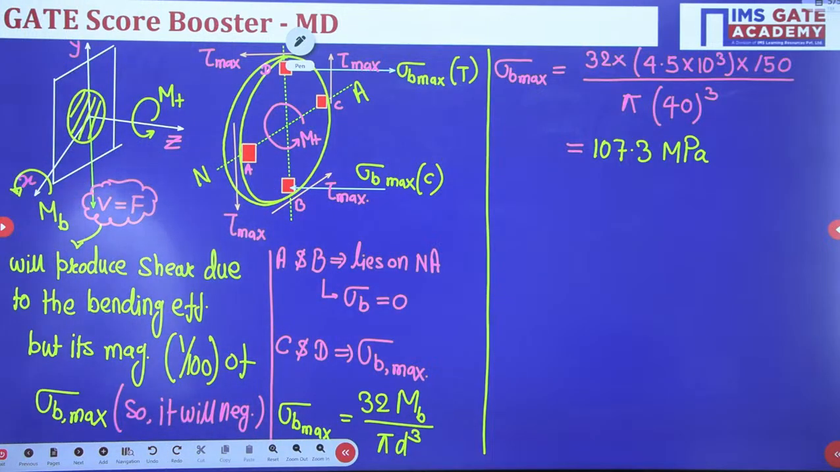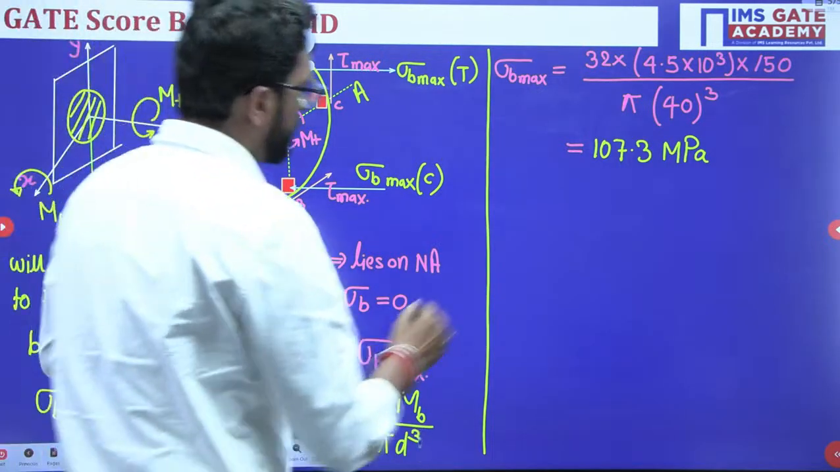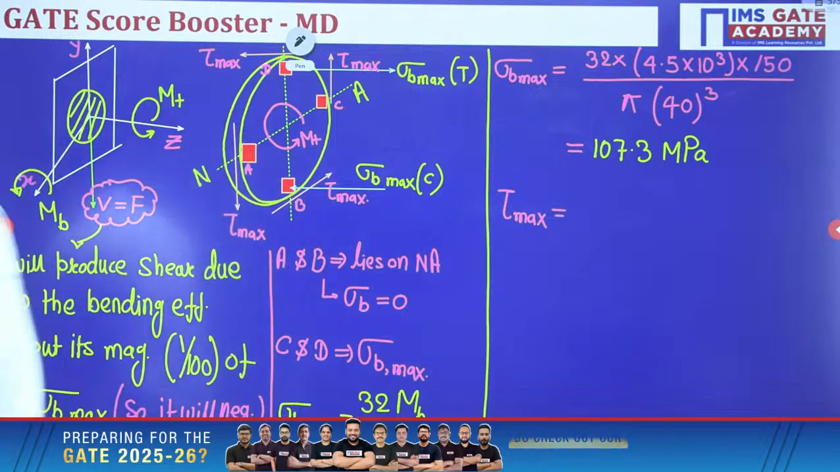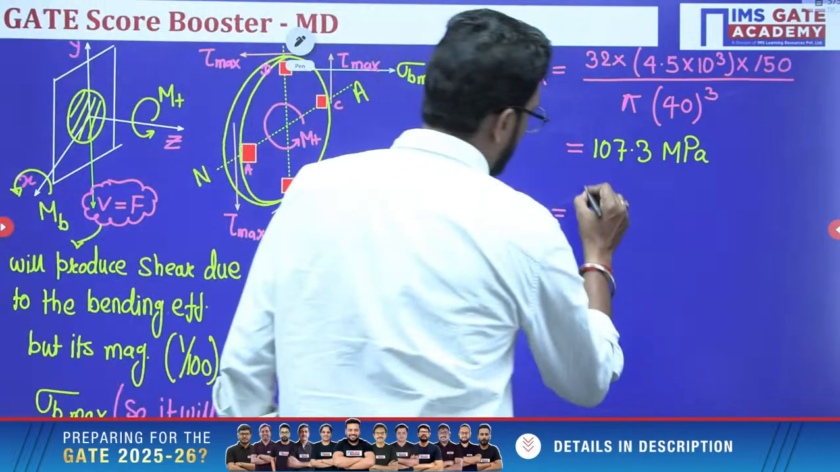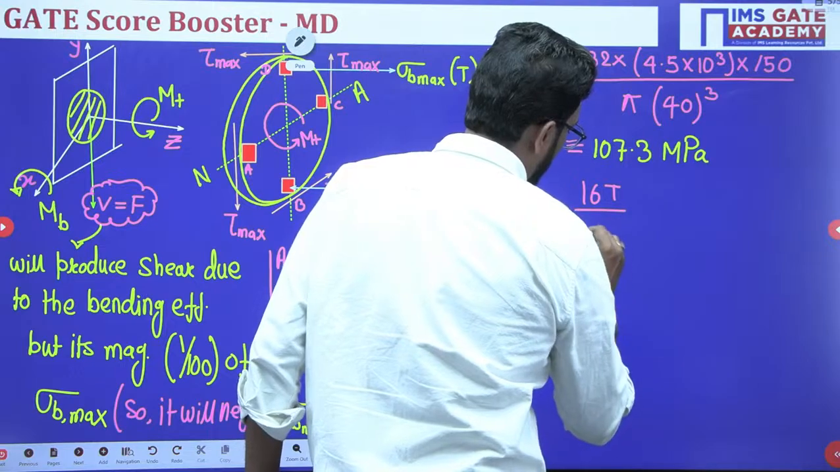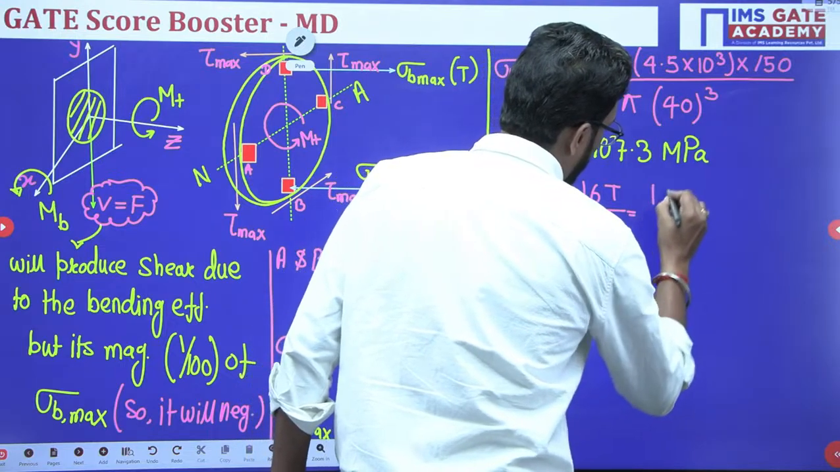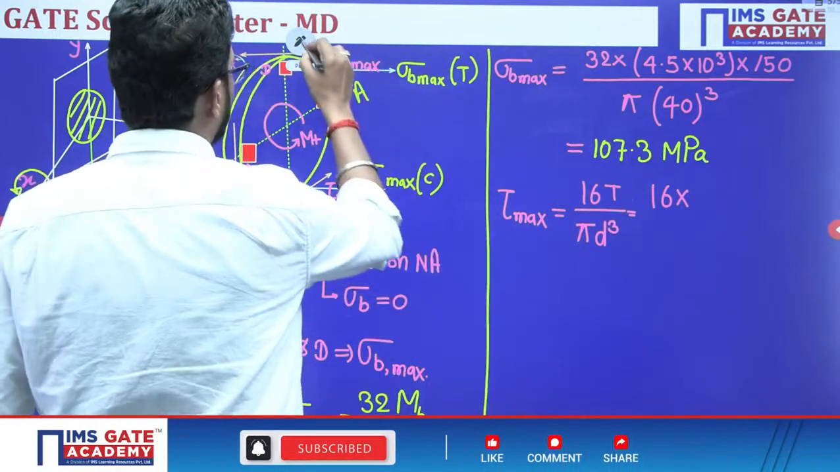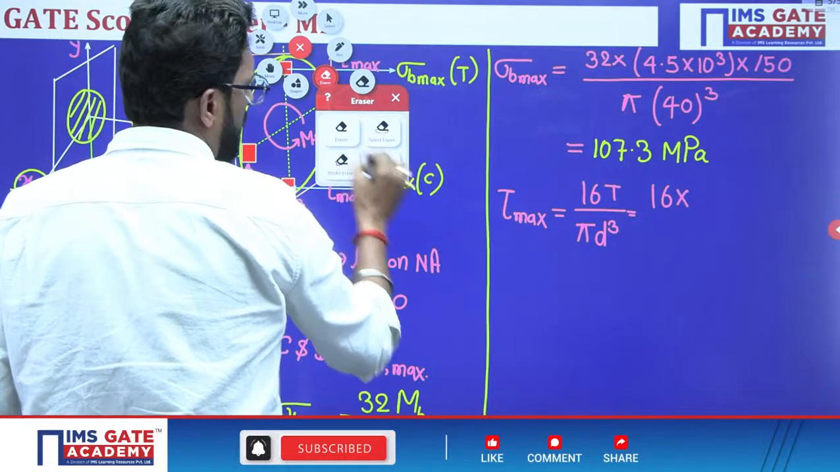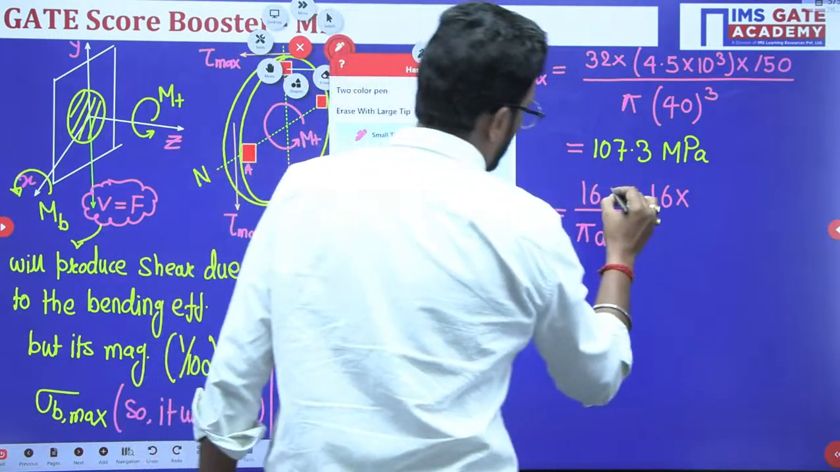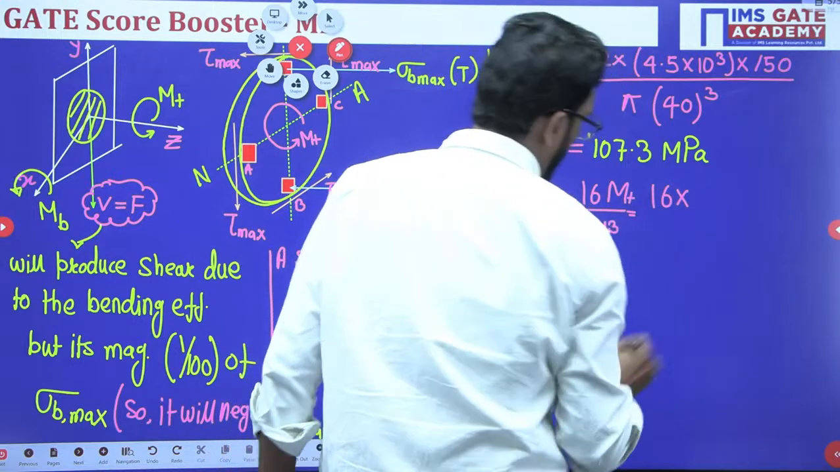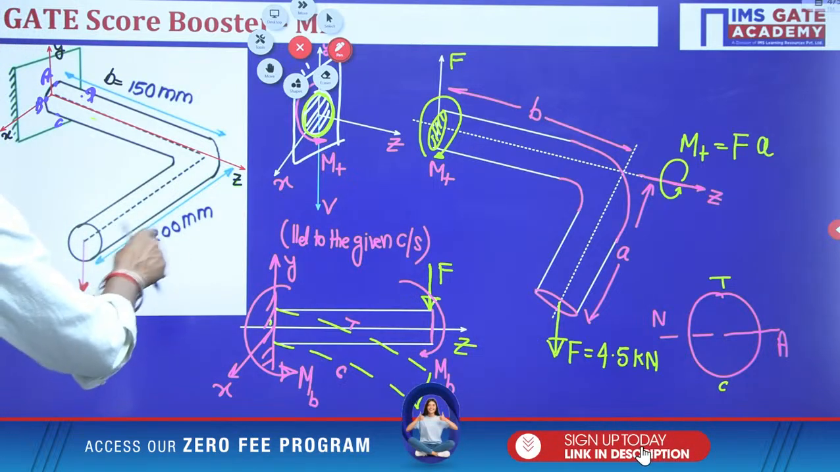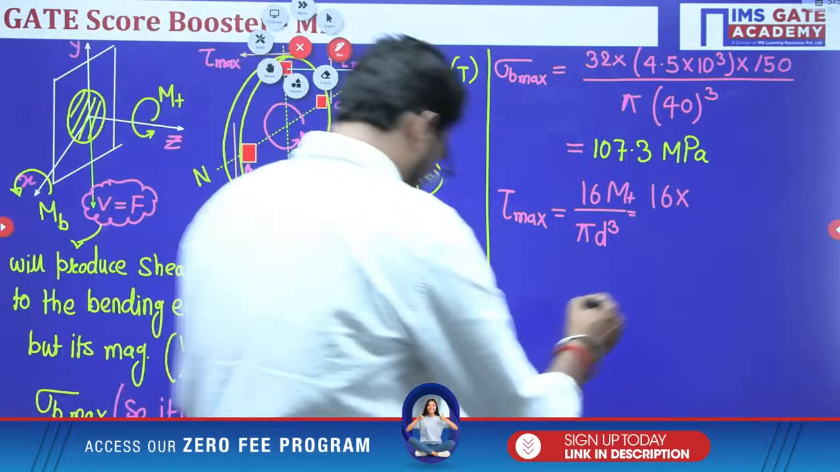So this is the maximum bending stress. Now, what is the maximum shear stress? Please write down tau equals 16 T divided by pi d cubed. Instead of T there is M_T; we can write M_T also, no problem. Different books have different notation. Now what is the torsional moment? Torsional moment is 150 into 200.